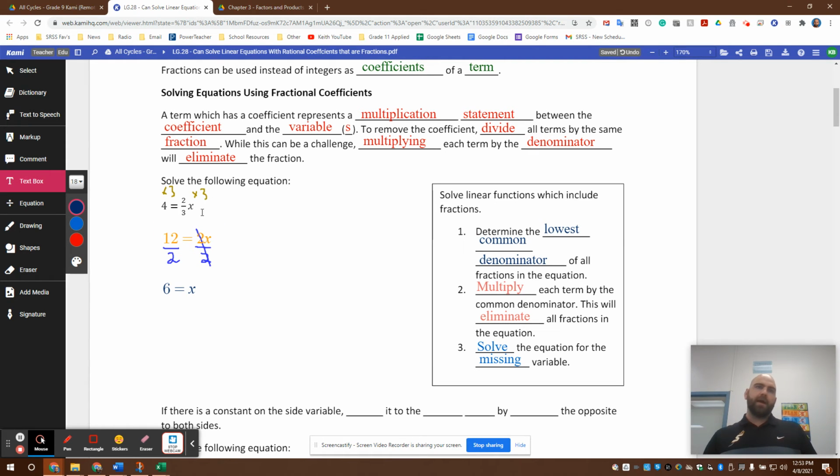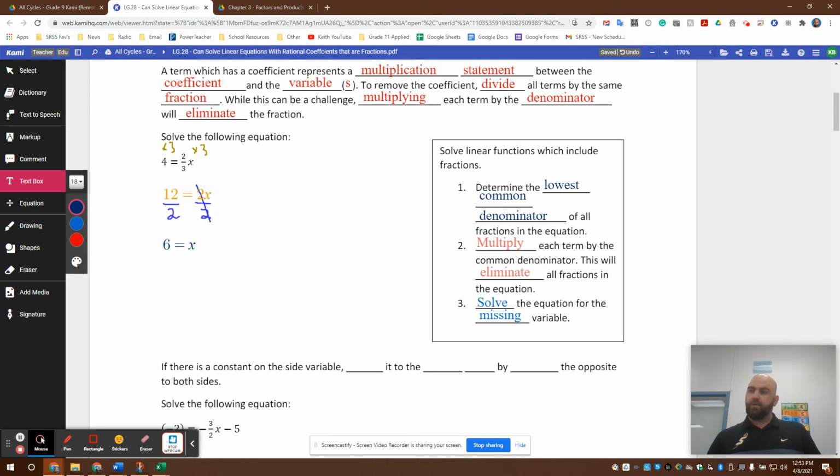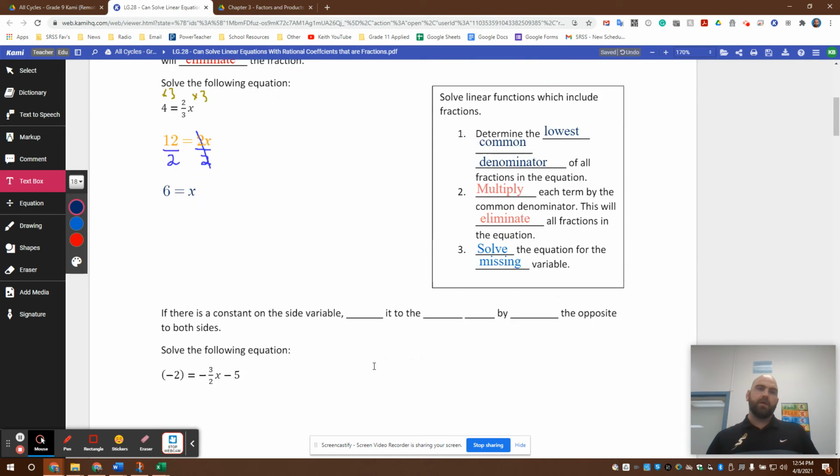So we start off by multiplying by the denominator, and that removes the denominator, and then we divide by whatever's in front of x to get it all by itself. And so that is important that we see.